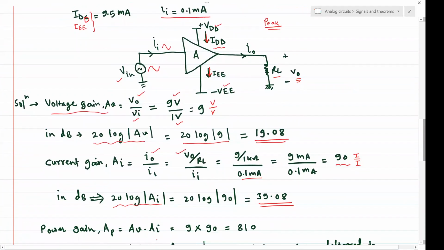Now the power gain. We know that power gain is the multiplication of the two gains. So AV is calculated as 9, AI is calculated as 90, and the total comes to 810. Again, there is no unit, of course, because it's a gain. It's not the power, it's the power gain. So it's again unitless.